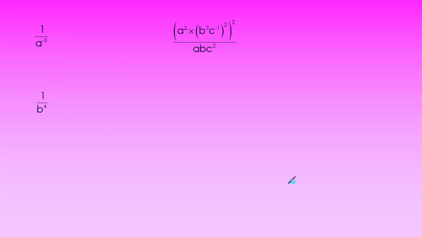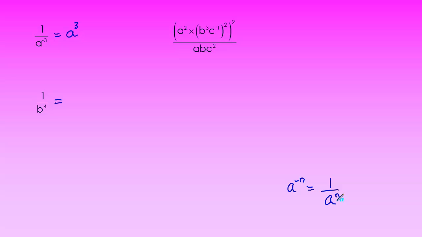We're just using the index law that a to the power negative n is the same as 1 over a to the n. So with this first one, where we have a to the negative 3 on the bottom, so the n is negative 3, the negative of negative 3 is positive 3. So that's just going to be a cubed.